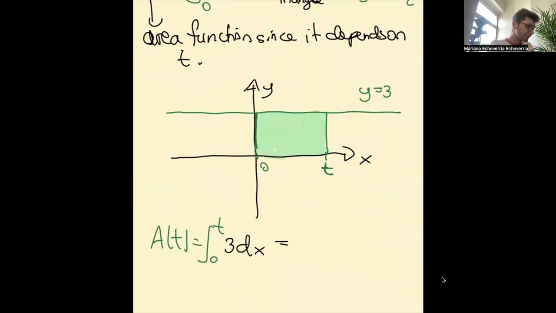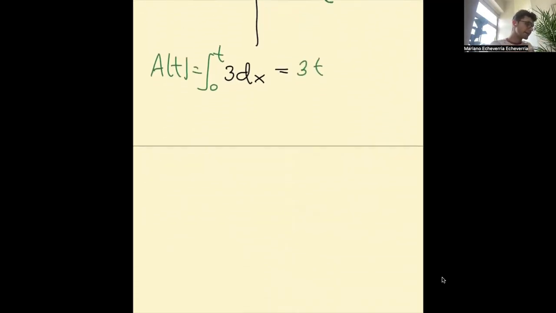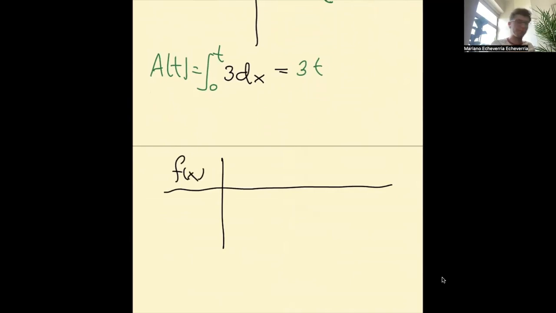And this is just the area of a rectangle, right? So what's the area of this rectangle? Three t, good. 3t. So we can make a table. Of course, I have done this many times, but that can be enough to give you some sort of pattern of what the relation is between the function and the associated area function. So here we have these two things.